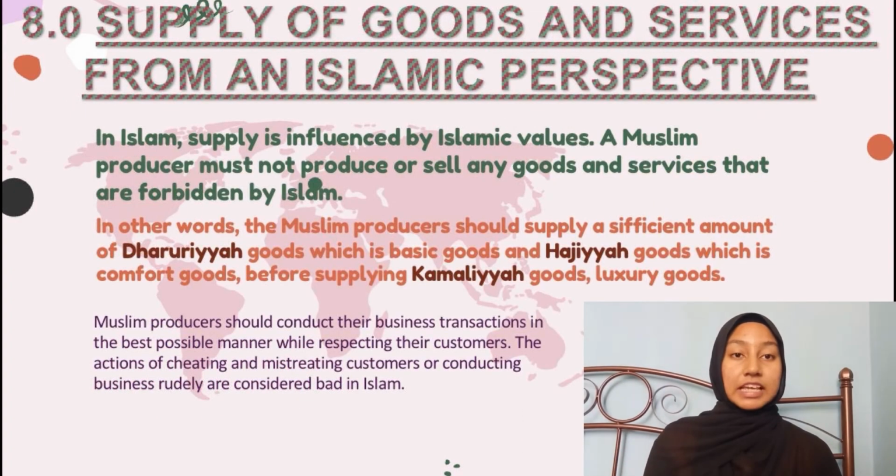Supply of goods and services from an Islamic perspective. In Islam, supply is influenced by Islamic values. A Muslim producer must not produce or sell any goods and services that are forbidden by Islam. In other words, Muslim producers should supply a sufficient amount of daruriyah goods, which are basic goods, and hajiyah goods, which are comfort goods, before supplying kamaliyah goods, luxury goods.